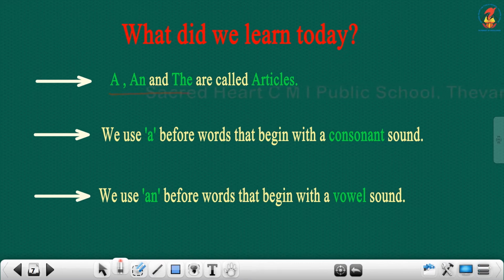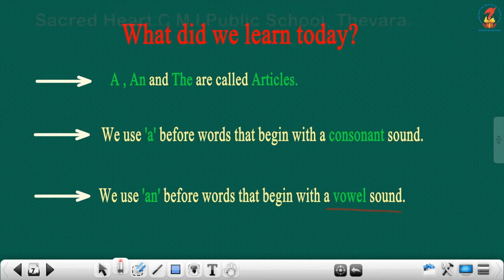A, an and the are called articles. We use the article a before words that begin with a consonant sound. We use the article an before words that begin with a vowel sound.